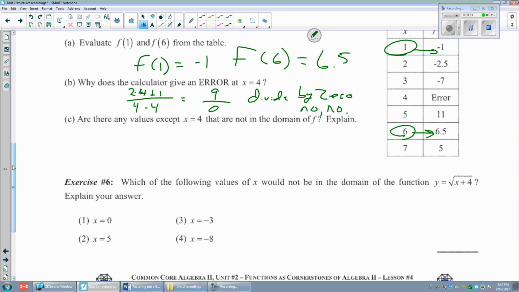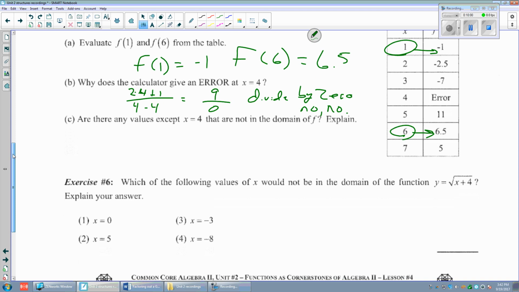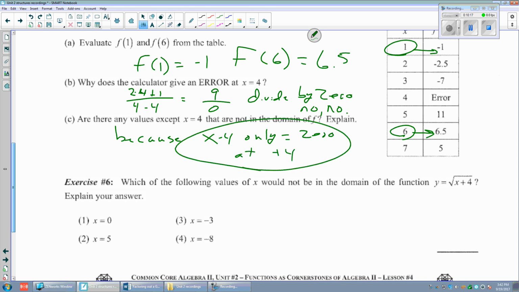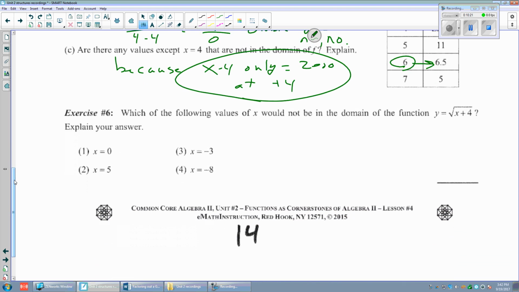Are there any values except x equaling 4 that are not in the domain of the function? Let me look. Nope. They're all there. Why? Because x minus 4 only equals 0 at positive 4. You only have a divide by 0 error when it equals 0, and that's only at 4.